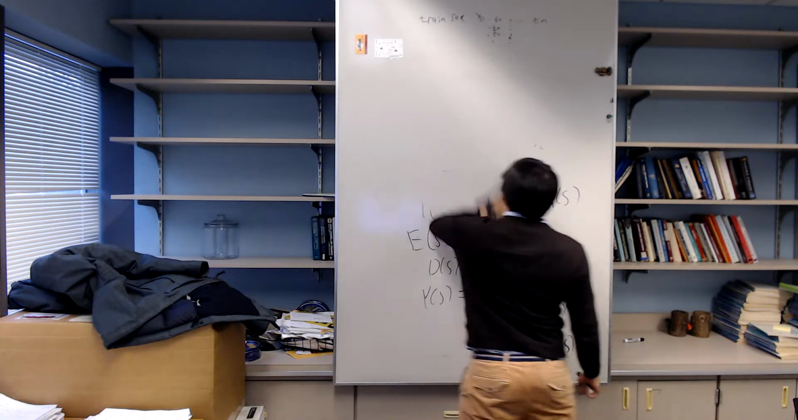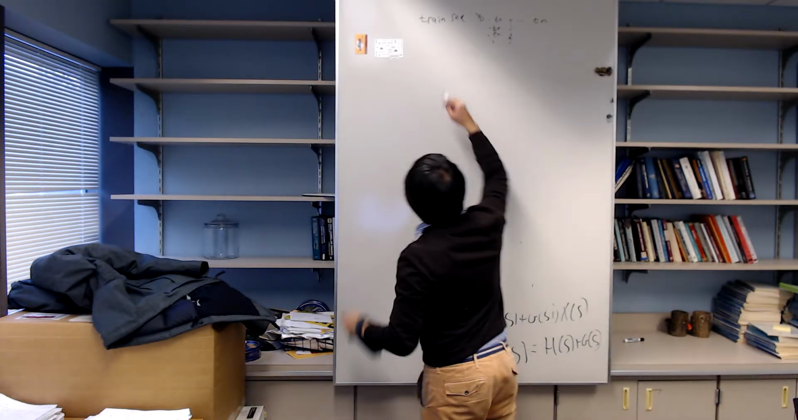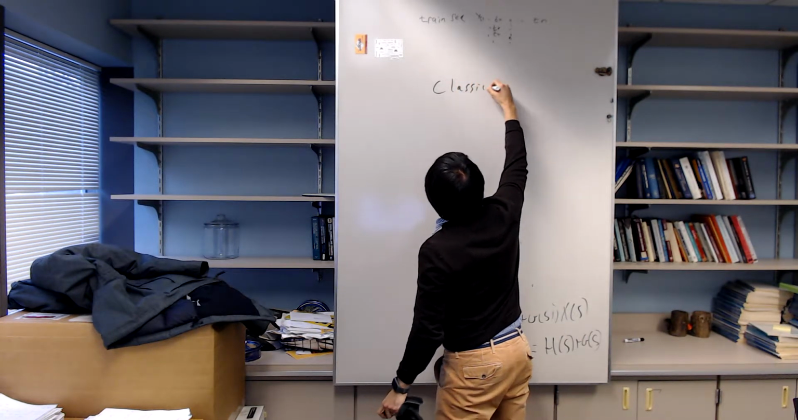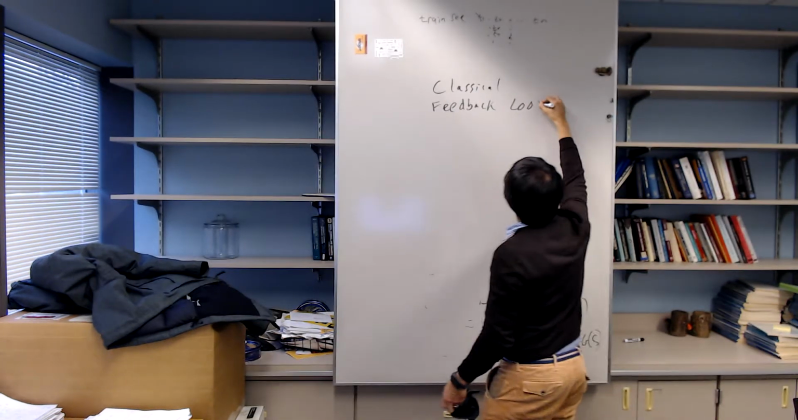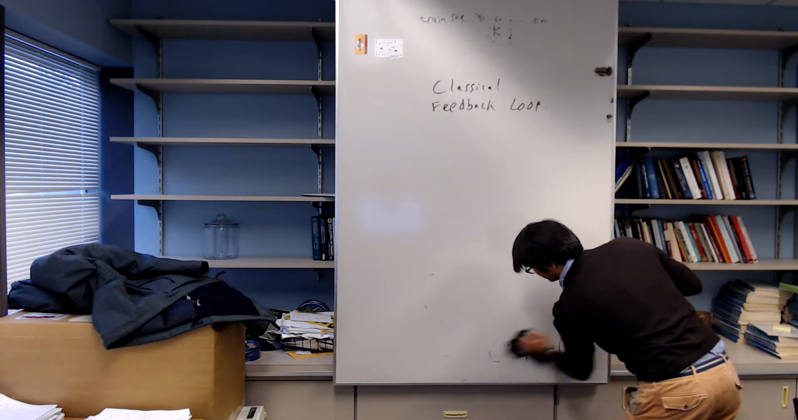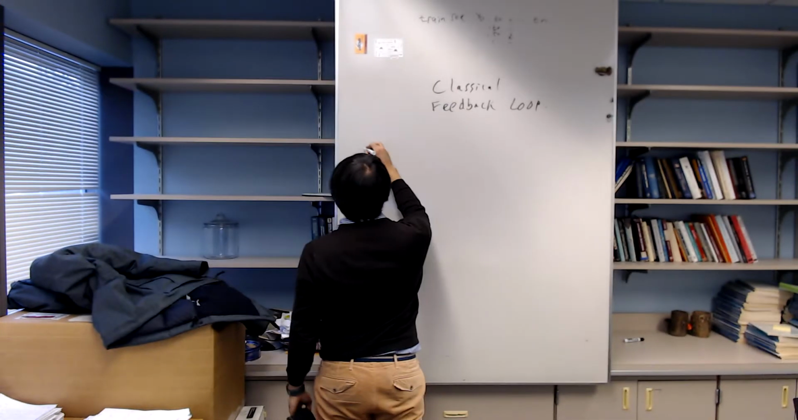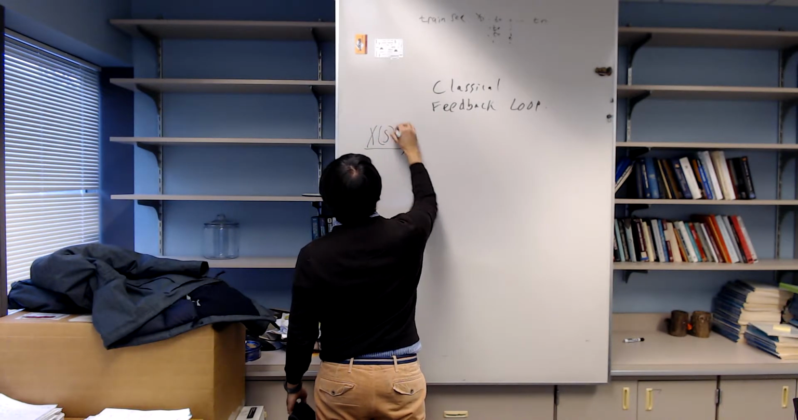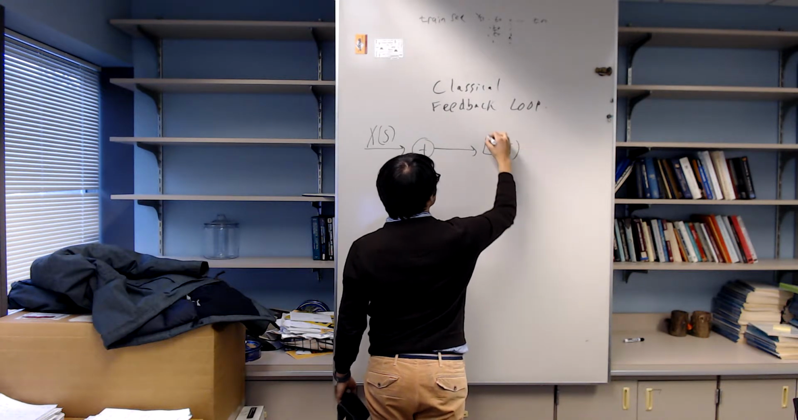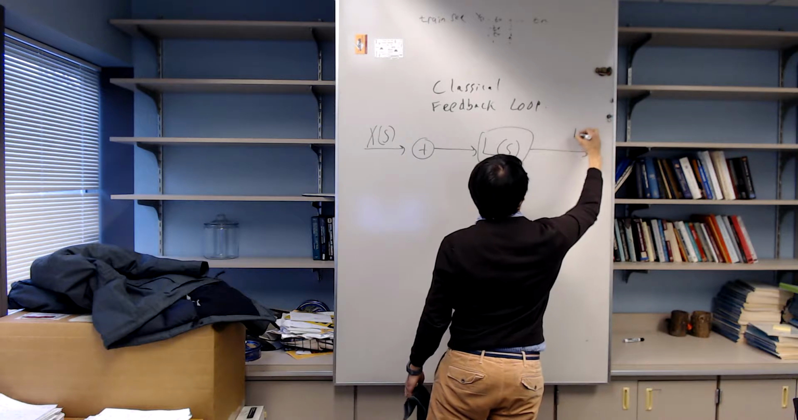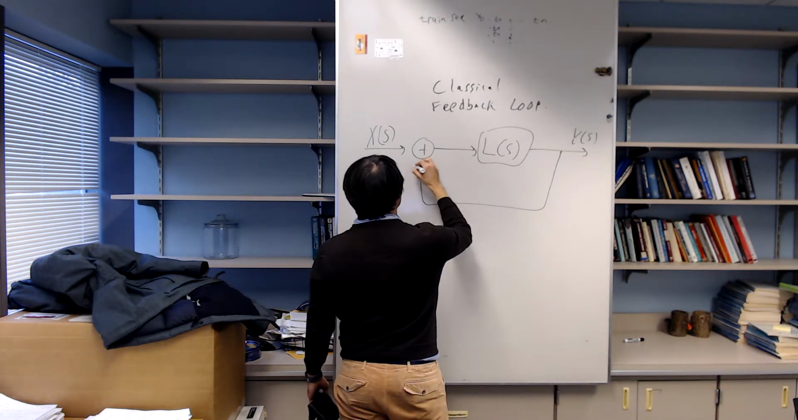This is sort of the most classical feedback loop. Classical feedback loop. And it looks something like this. We take our X of S, we have a little summing junction here, and I'm going to call this L of S. We got a Y of S over here, and this doesn't look like anything special until we do this.